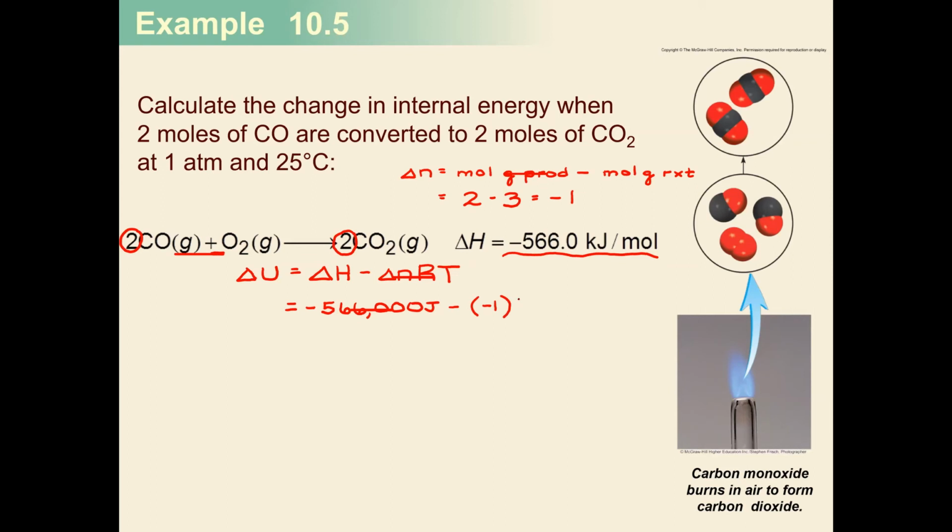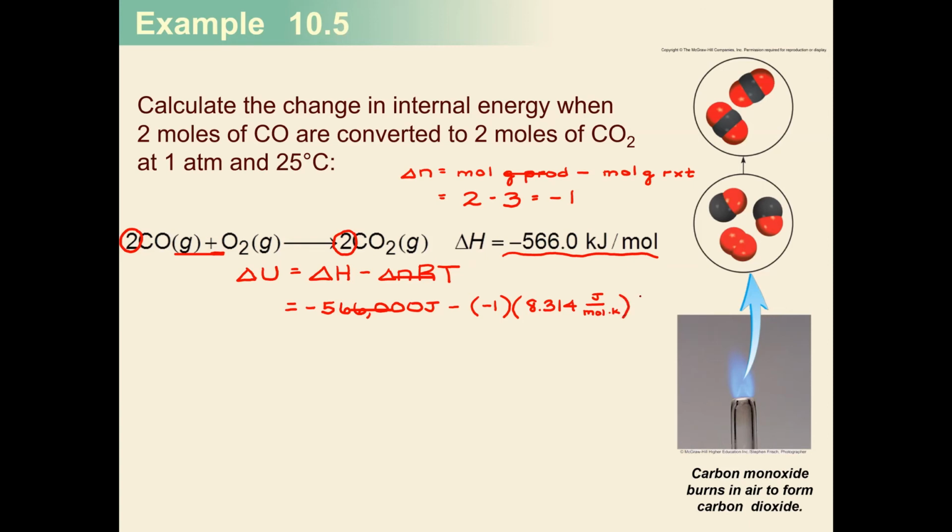What is R? This is going to be one of the 2 forms of the ideal gas constant. This value is going to be 8.314 joules per mole times Kelvin. We will see the other form in the next chapter.